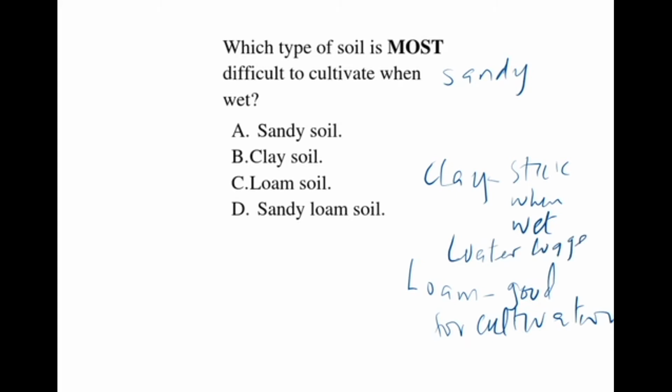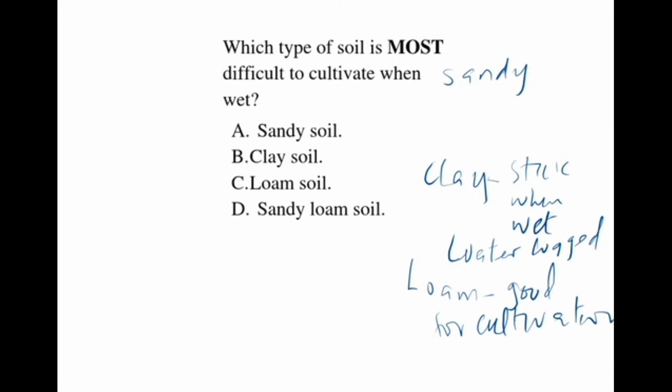So you find out it becomes very hard to cultivate when it is wet, since it is sticky when wet. This is because it does not allow water to pass through it quickly. It has the lowest drainage. Therefore, most of the water is usually retained.